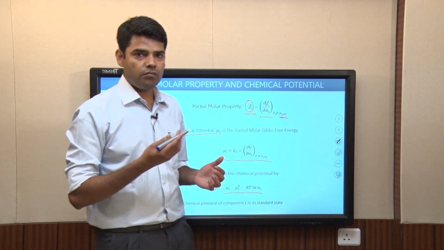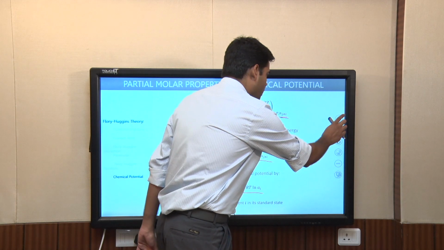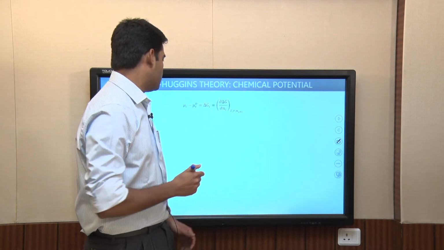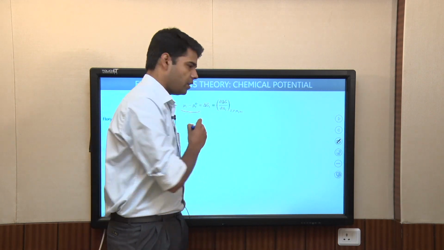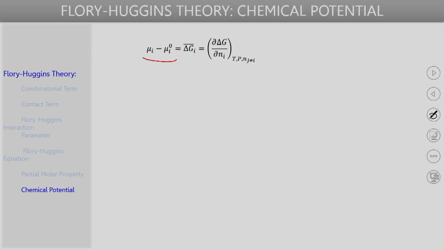So, mu I naught is the standard state chemical potential of component I. Now, this mu I minus mu I naught, which is equal to RT ln a_I, is also a partial molar property, a partial molar property of the Gibbs energy change of mixing. So, this mu I minus mu I naught can be shown to be the partial molar Gibbs energy change of mixing, and again mathematically we can define it like this.